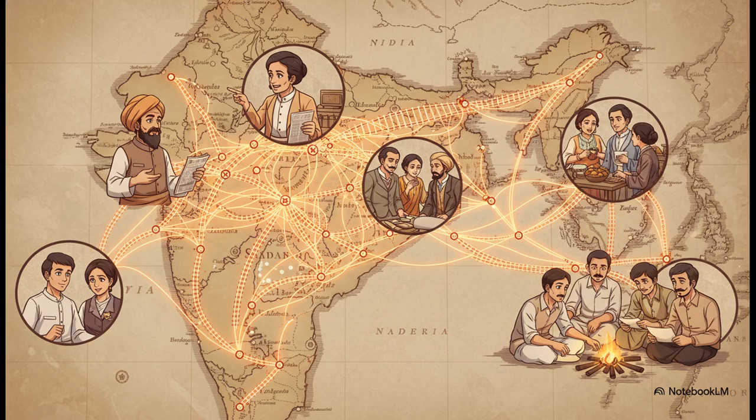Look, the British built things like railways and telegraphs for their benefit, right? To move troops faster, to control the country better. But these very networks became the lifelines of a new idea. They allowed nationalists from all over to connect, to share ideas, and to realize, hey, we're all fighting the same fight. For the very first time, one single set of rules was creating one single shared Indian experience.